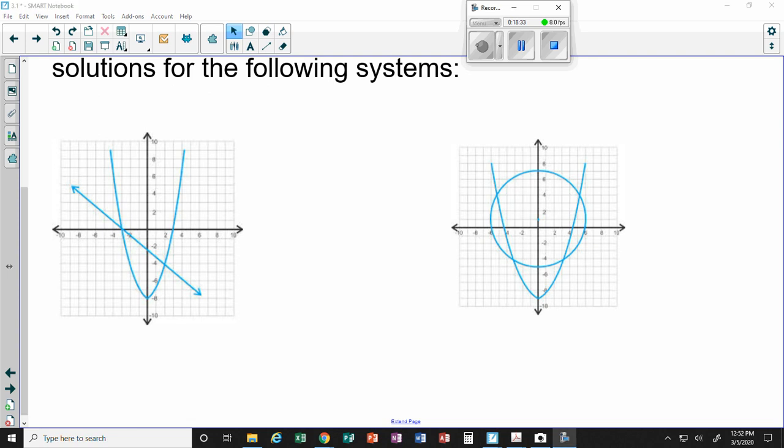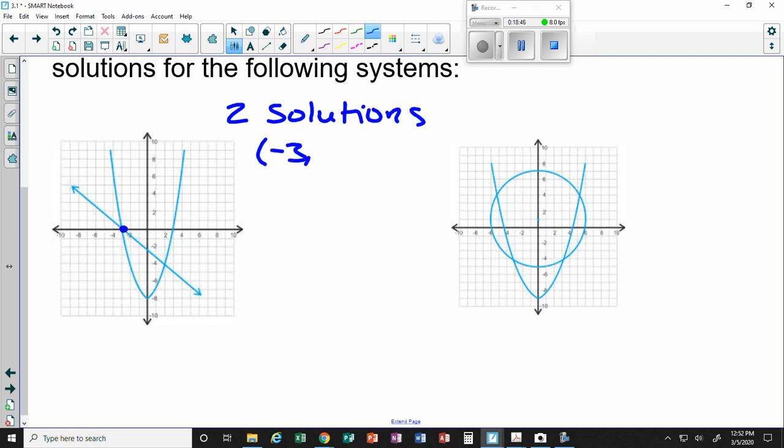So for the first one, how many solutions do we have? 2. Right here, so that would be what? Yep. Negative 3, 0. This one is what? 2, negative 4. Okay, this one over here. How many solutions do we have? 4. So we got one there, one there, one there, one there.